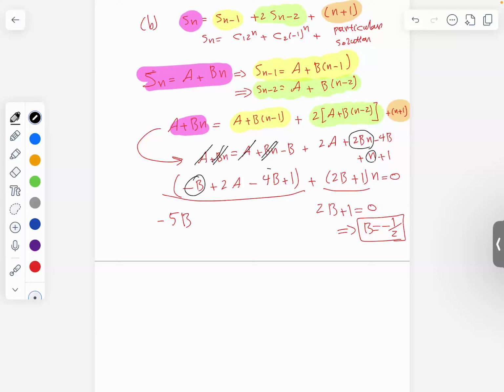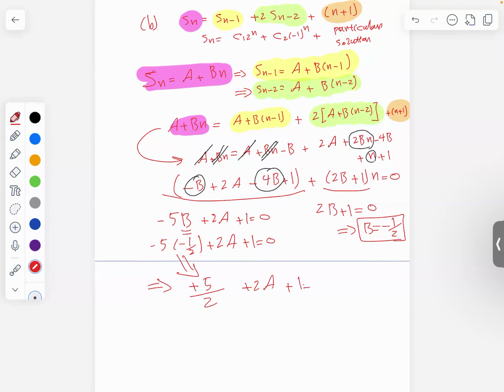Yeah, this guy and this guy is minus 5b. All right, and plus 2a plus 1 equals 0. So, minus 5 plus, from here, this will be together 5, 2, this here, plus 2a plus 1 equals 0.